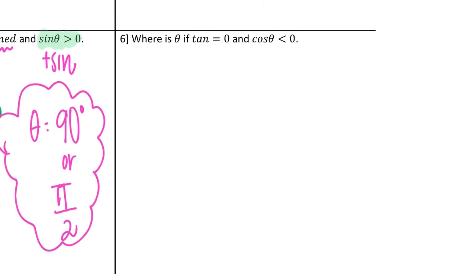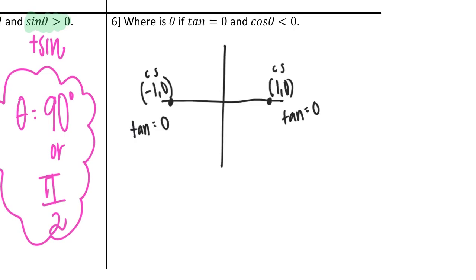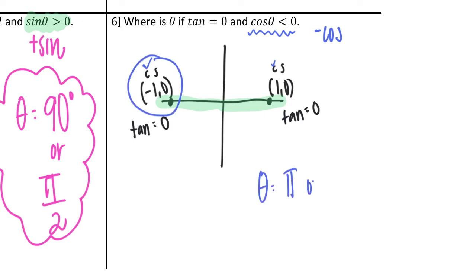Let's pause the screen and give this one a shot. You could have used the graph from the one that we just did to remember that tangent is equal to 0 at either 0, 360, or 180 degrees. Let's use this last piece of information, cosine is less than 0, to figure out where theta is. If cosine is less than 0, that means we have a negative cosine. Well, if this is our cosine value, at which location is it negative? That would be over here. So we can say that theta equals pi, which is the same thing as 180 degrees.